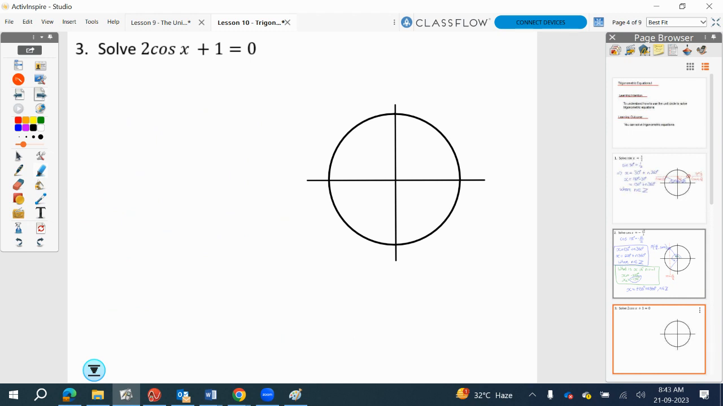Have a go at this one for yourself or with your partner. If you're not sat next to one of the clever kids, then do it for yourself.